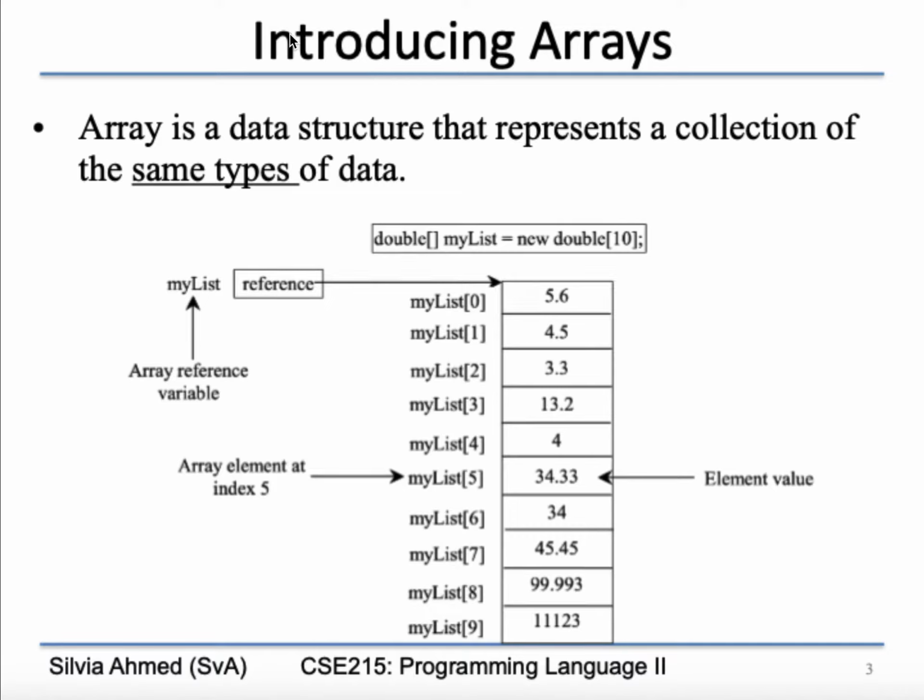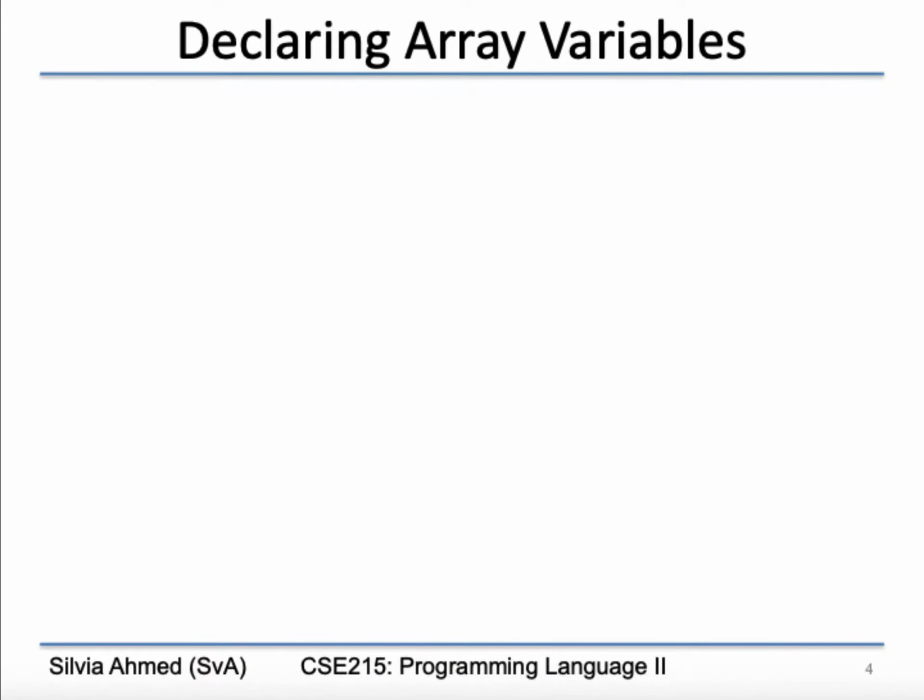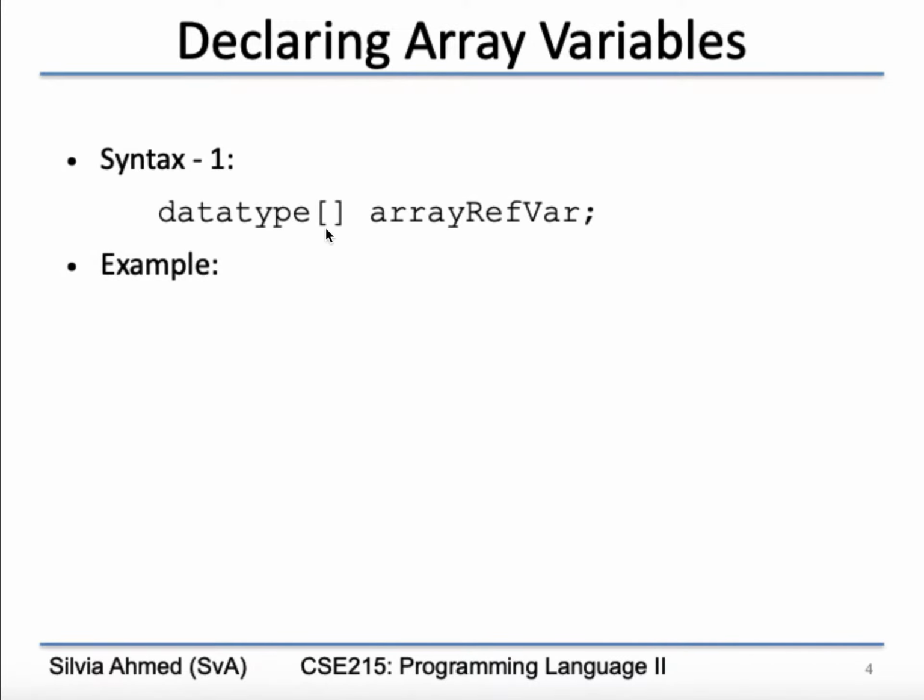As we have seen, an array is a data structure that represents a collection of the same type of data. So how do we declare array variables? This is the same as declaring other types of variables, but since we are actually declaring a collection of the same type, we have to use a special symbol, and that is this bracket pair. To declare an array, we just put a bracket pair just beside the data type. So: the data type, bracket pair, and then the name of the array.